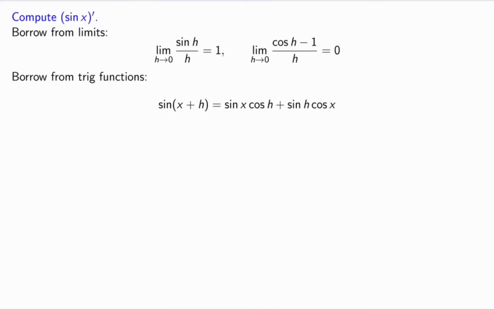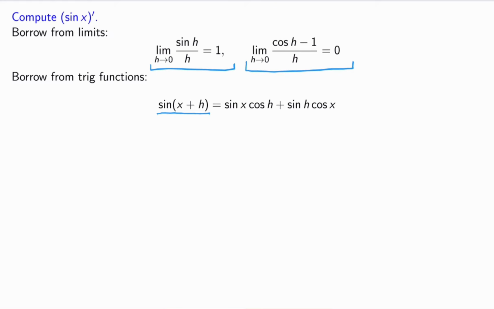Now, to compute the derivative sine x prime, I need to borrow some earlier results. So I borrow from the study of limits that the limit as h goes to 0 of sine h divided by h is equal to 1, and the limit as h goes to 0 of cos h minus 1 divided by h is equal to 0. These limits are discussed in the textbook or in the homework assignments, and we will need them here. And the other one is an addition formula for the sine: sine of x plus h is sine x cos h plus sine h cos x.